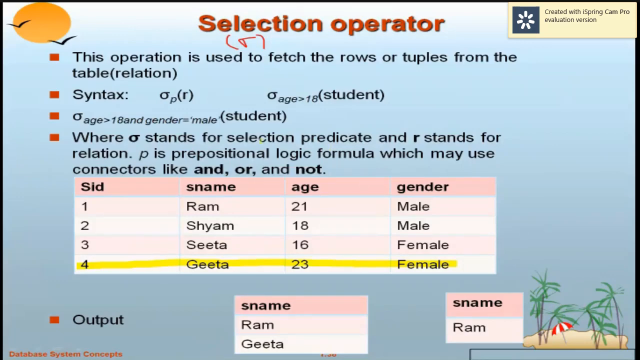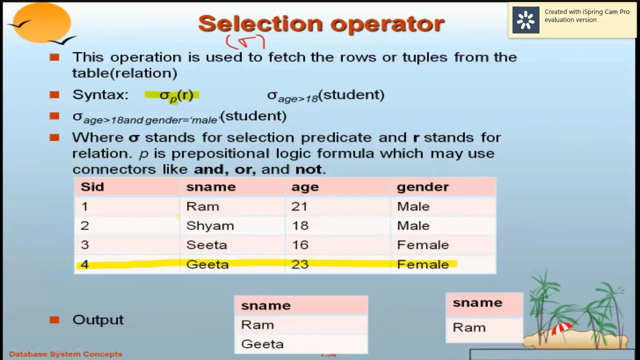Now let's get into the example directly. Before that, look into the syntax: sigma P of R. What does it mean? Sigma P is nothing but the predicate. Predicate means the condition you are trying to put on the table, and R is nothing but the table name.